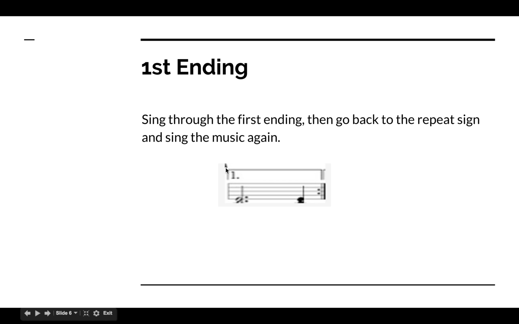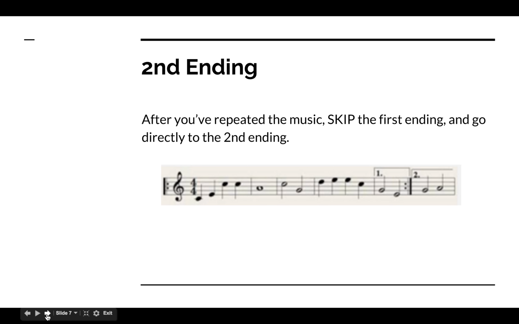So a first ending is always going to be this little box with a 1 inside of it. First ending. Second ending means that after you've repeated the music, you skip the first ending and go directly to the second ending. So in this case, we would start here, you'd sing through this line to the first ending, to the repeat sign, go back to the beginning, you'd sing through it again, and rather than singing these 2 notes here, you'd skip this part and go over to the second ending.